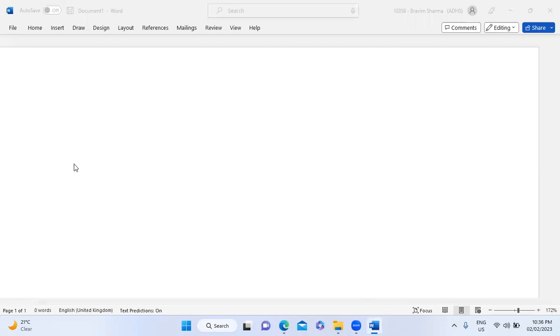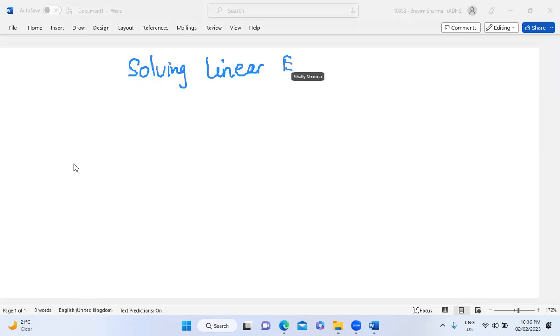Hello everyone. In today's lesson, we are going to start our second lesson about linear equations. Basically, it is solving linear equations. And here we are going to discuss two to three types of equations. They will be linear equations, but there will be specific forms.